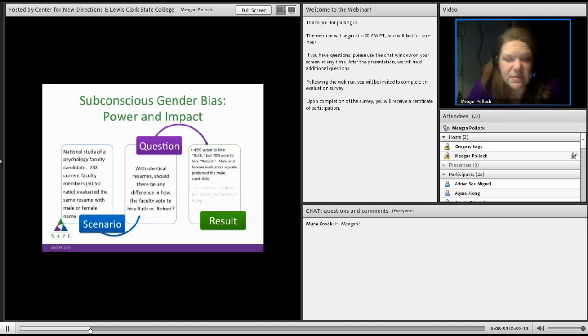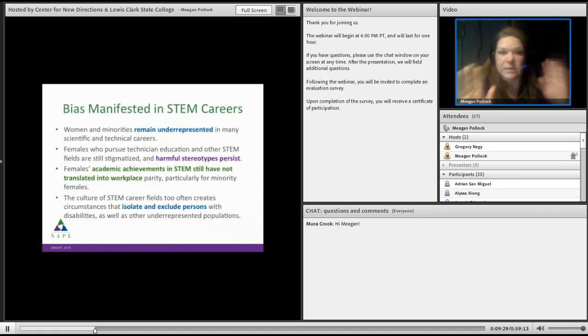Well, the result is that 45% voted to hire Ruth, but 70% voted to hire Robert. But what's critical here is that both male and female evaluators equally preferred the male candidate. So regardless of gender, there was a gender bias for the male candidate over the female candidate. And again, there's really no reason for the bias other than subtle gender bias that permeates our workforce and world. And so this is just an example of how bias can influence our hiring. And again, remember, the resumes were exactly the same.